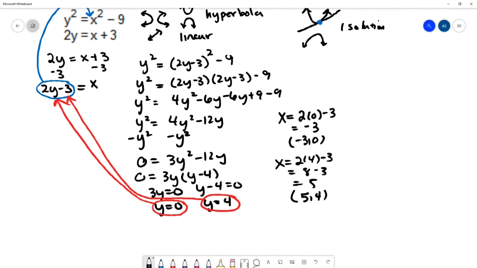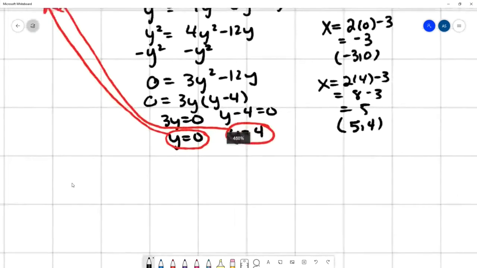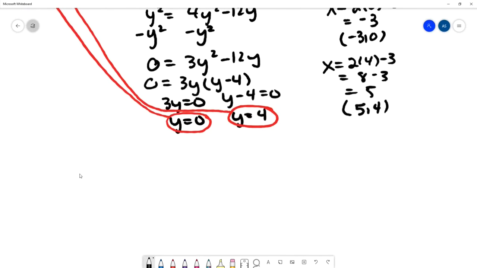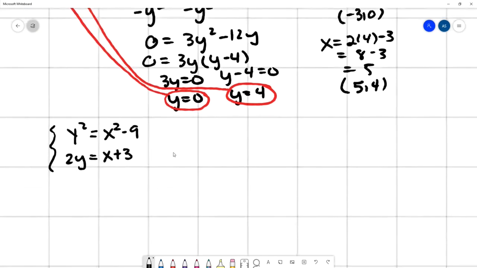So let's rewrite this system again. And that system is y squared equals x squared minus 9 and 2y equals x plus 3. So I said earlier that I couldn't use the elimination method because these were not like terms. So what if I make them like terms by squaring both sides? So let's try that.